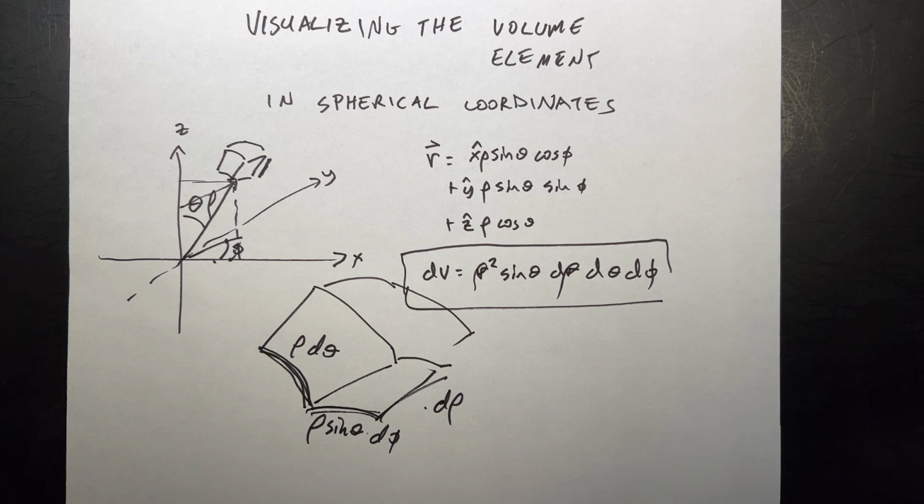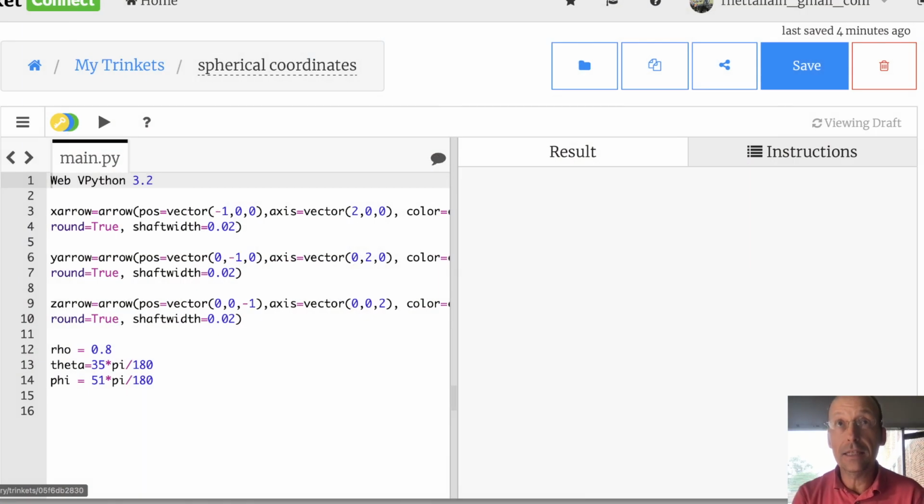So let's jump over here to Python and see if we can make this actually happen. Now, I should have shut my blinds. Should I shut my blinds? Let me shut them real quick. Is that better? Yeah, I think that's better. Okay.